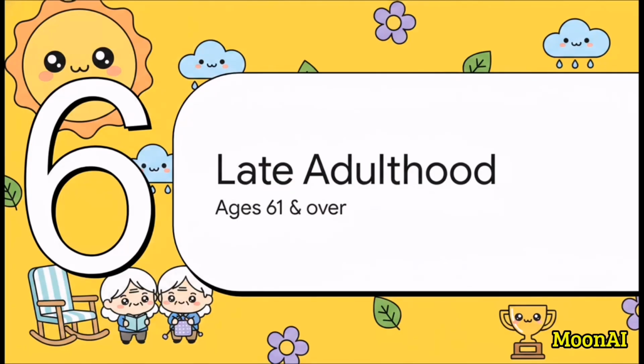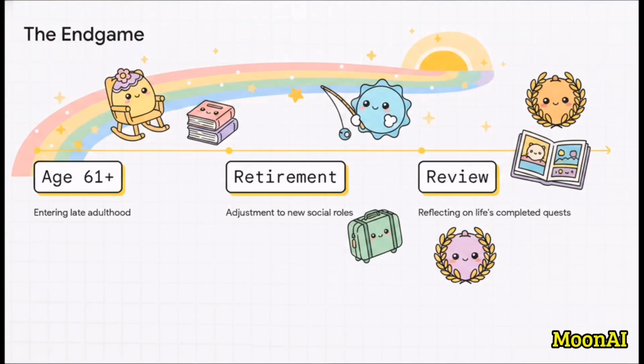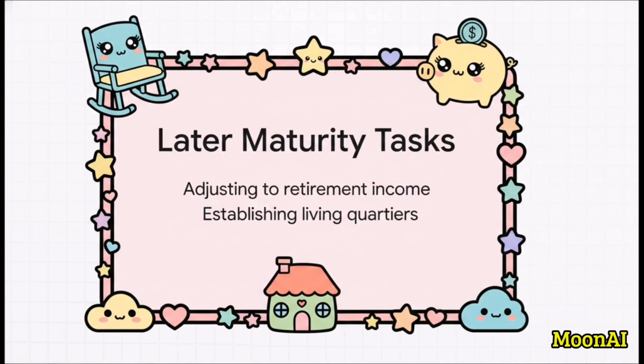And finally, Section 6, Late Adulthood and Beyond, ages 61 and over. These are the final endgame levels of human development. Visually, we are mapping the final years of life here, starting at age 61, moving through the huge transition of retirement, and going well into late adulthood. The priorities of this era shift drastically from the constant achievement mode of the earlier levels. So, the really crucial point here is that this stage is almost entirely about adaptation.